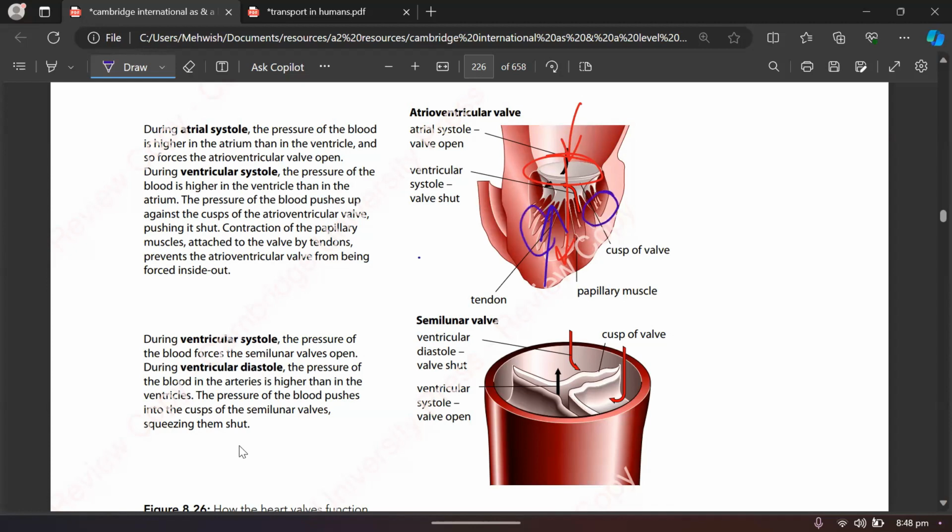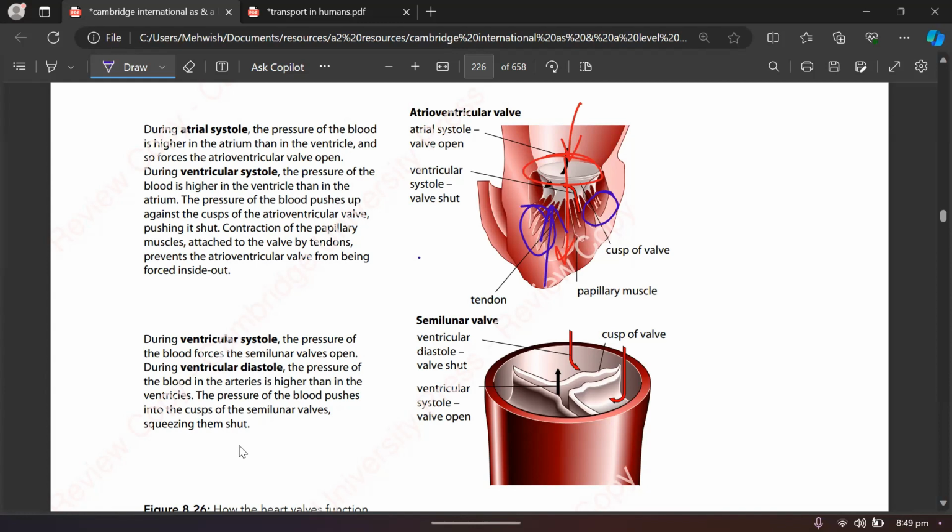During that, can you see these papillary muscles here in the walls and the tendons attached to them, as well as the valves, right? So what will happen during this contraction of the ventricles? This will cause the papillary muscles to contract and the tendons to get relaxed. And this will prevent the valves from being forced inside out, or you can say that the cups will get filled up with blood and the valves will close.